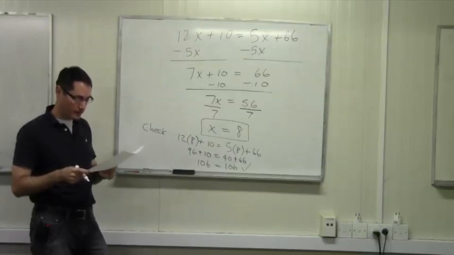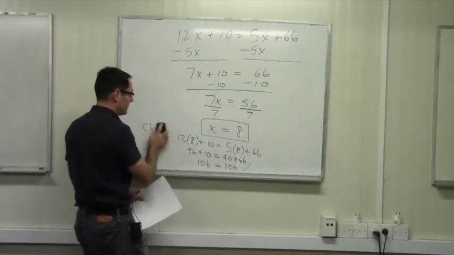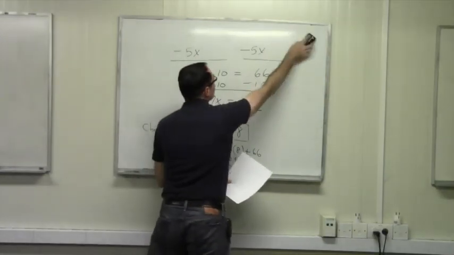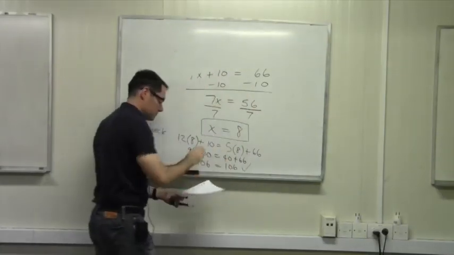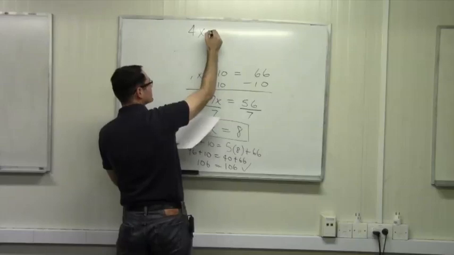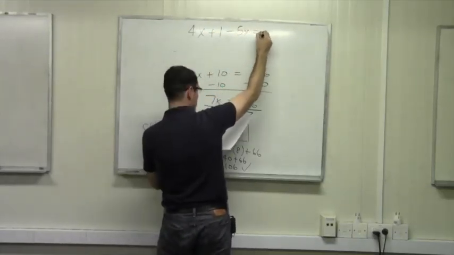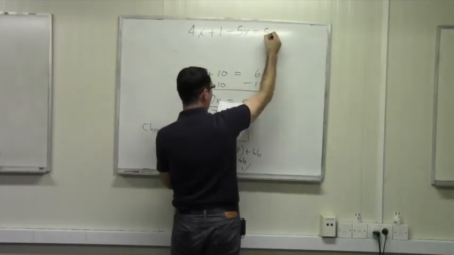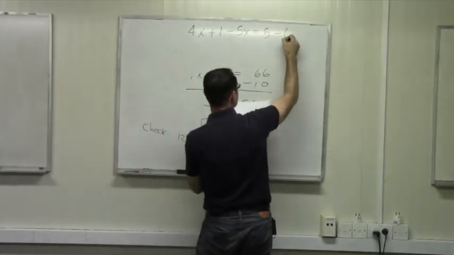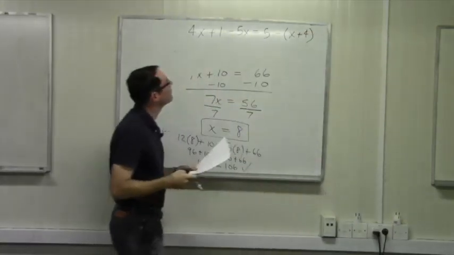Any questions on that one? All right, let's do another one. See if you can figure this one out. I'll start it up here. 4 times (x plus 1) minus 5x equals 5 minus (x plus 4).